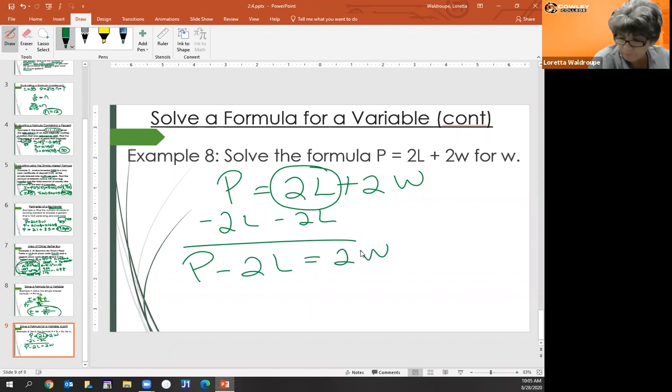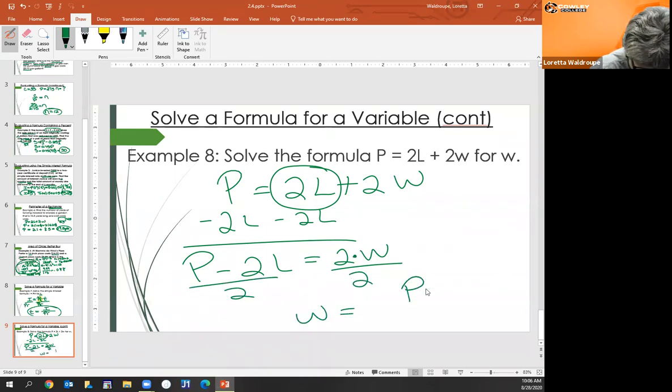equals 2W. Remember, if there's no operation between, this is implied multiplication. So to move that 2, I divide. So W equals P minus 2L over 2.